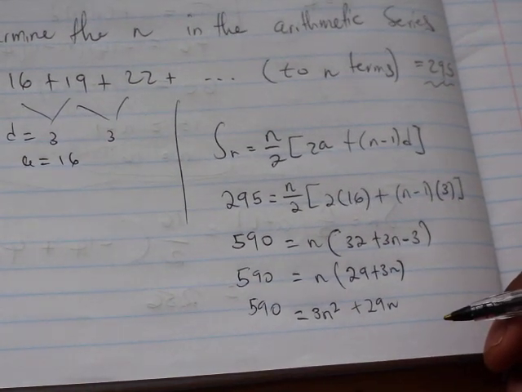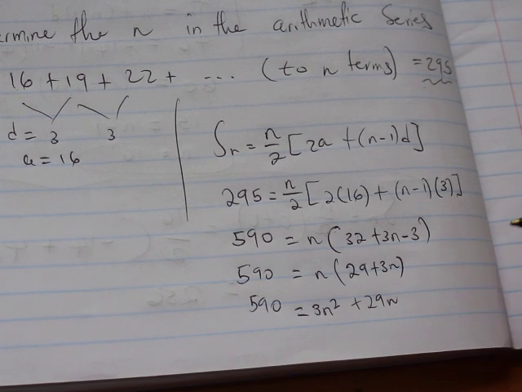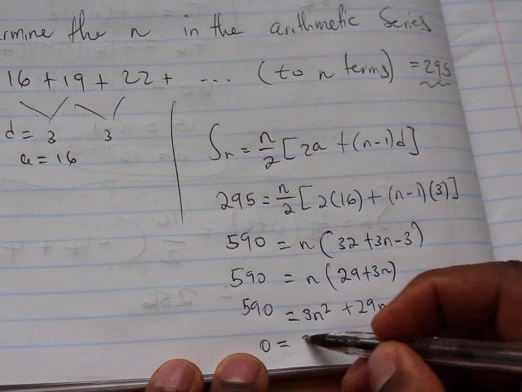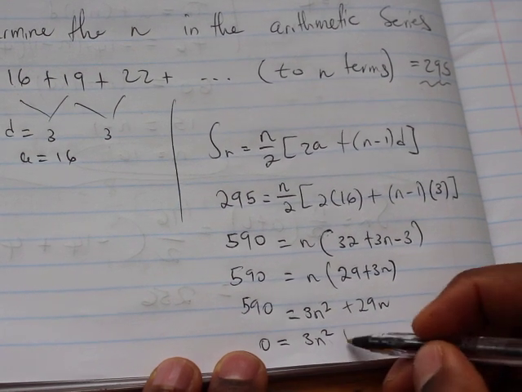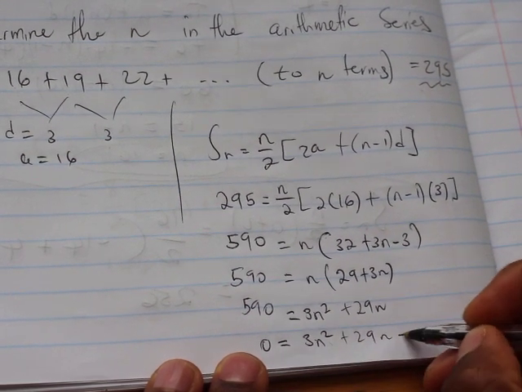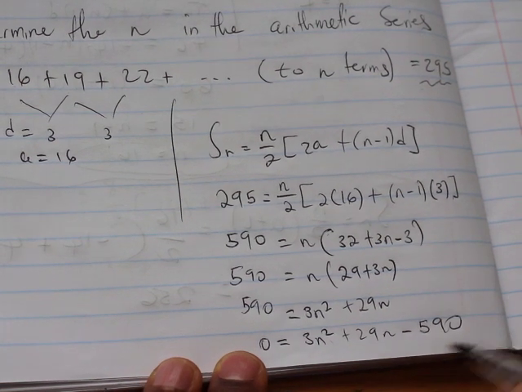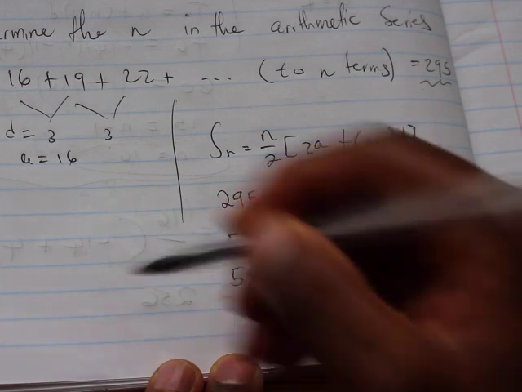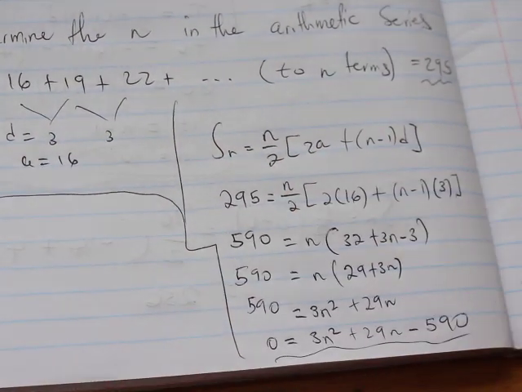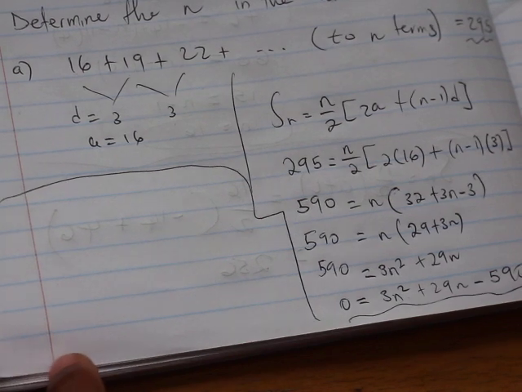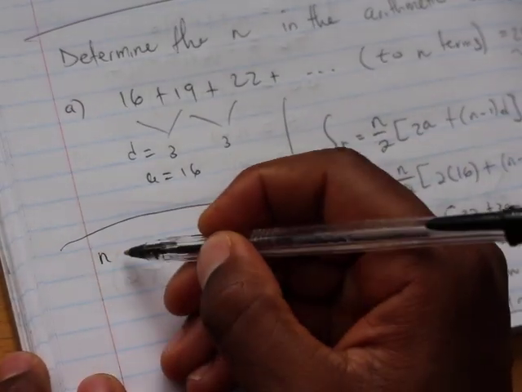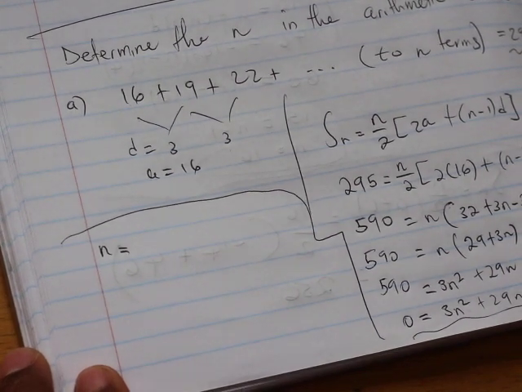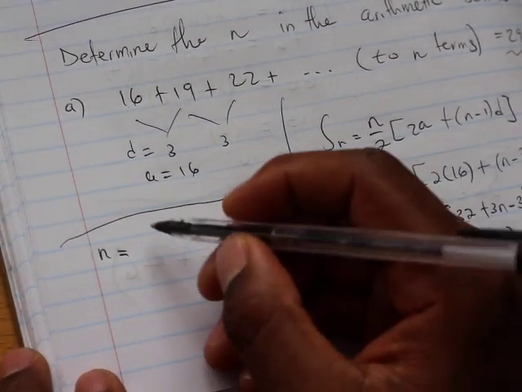Can you see the highest power is 2? So chances are that we have a quadratic equation here. So 0 is equal to 3n squared plus 29n minus 590. So at this point, you just need to pull out your quadratic formula and find the answer. So quadratic formula, n is equal to, because we're solving for n, we're not solving for x, because people just say x all the time. n is equal to what?